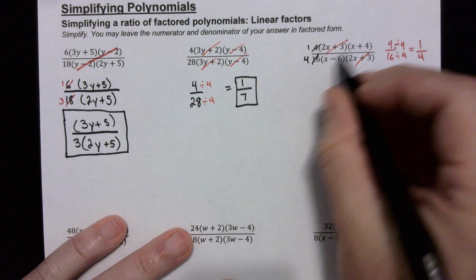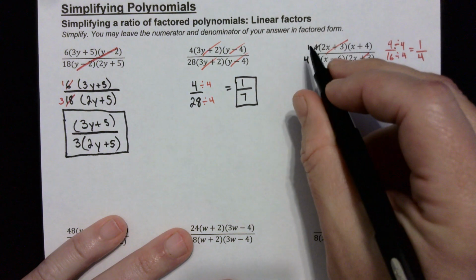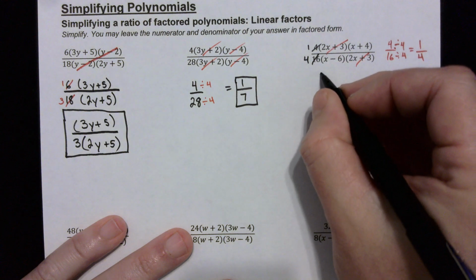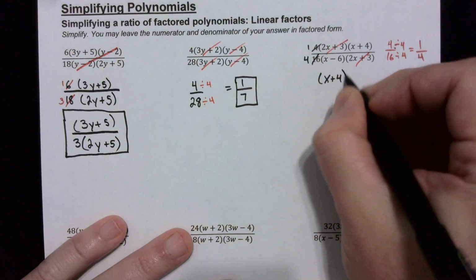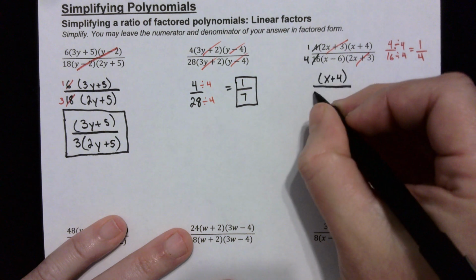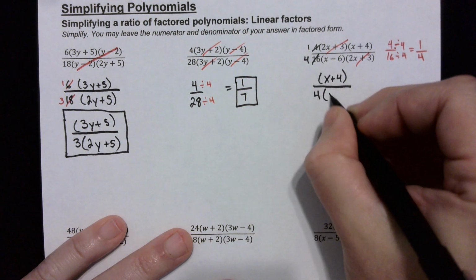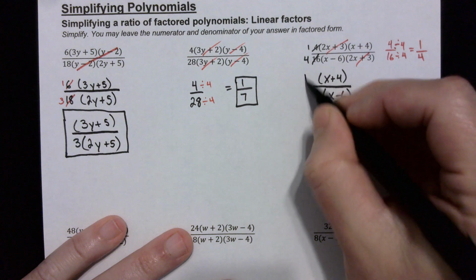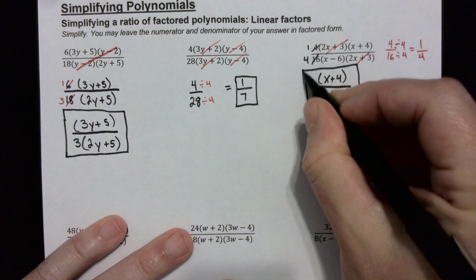So we write down what's on top. Now we have an x plus 4 and we have this 1 there. The 1 isn't needed. We could just write the x plus 4. And then on bottom, we do have 4 here, so we need to write that. And then we have an x minus 6, and that is as simplified as we can make that.